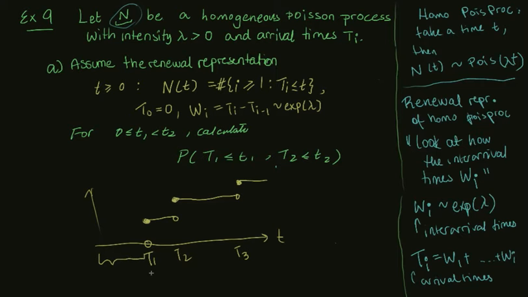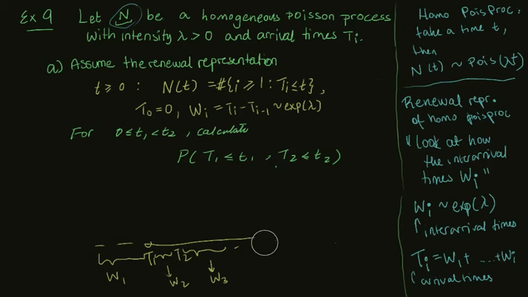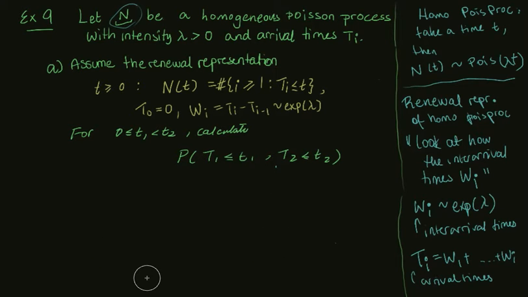However, the length of this interval is what we call w1, the length of this interval is what we call w2, and the length of this interval is what we call w3. So the w's are the inter-arrival times, so how long time passes between arrivals, whereas the t's are the arrival times, which means exactly when the claims arrive. So this isn't exactly rocket science, but it's still nice to just be completely sure of the notation.